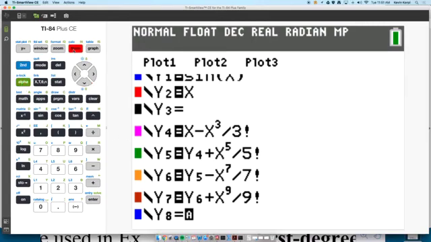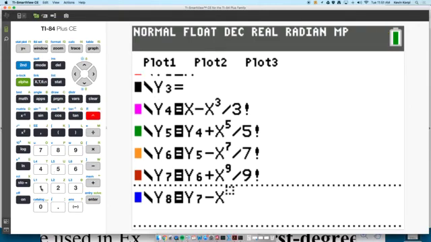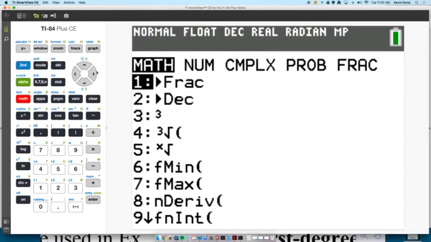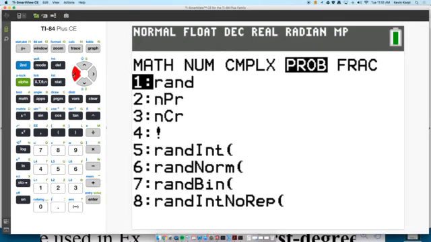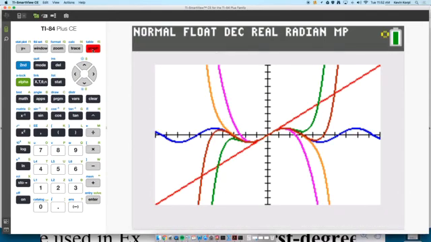Okay, so it's what I had previously, all of them, which would be Y7. And now I'm going to minus x to the 11 over 11 factorial. Right. And remember how we get the exclamation point, the factorial? You found it under math, and it's under probability, so you click to the left twice or right 3 times. And there it is, number 4. So if I do that, it'll come in now with this 11th degree polynomial.